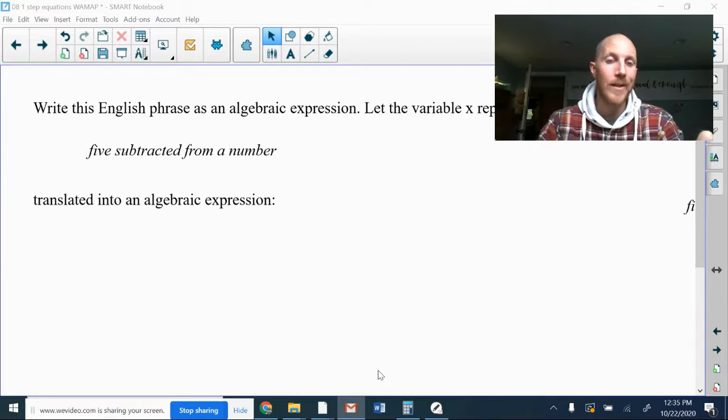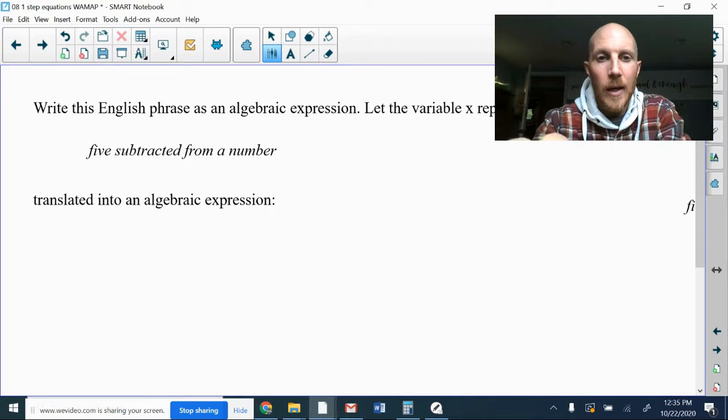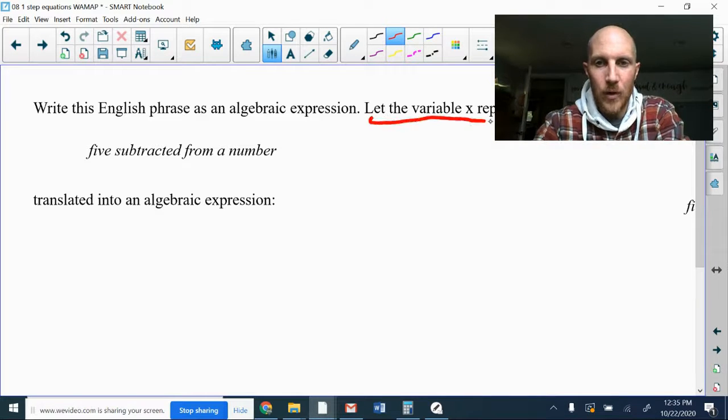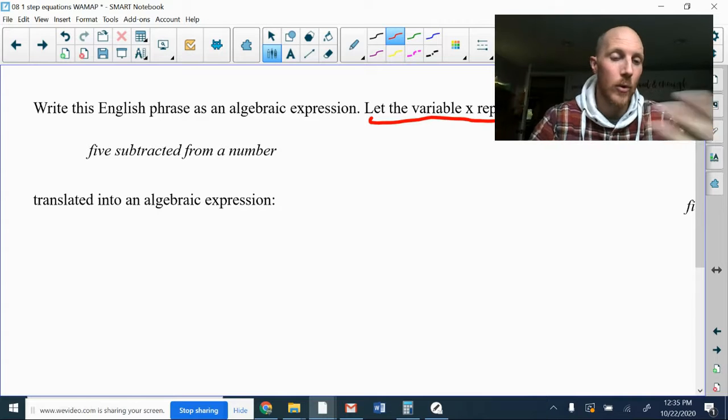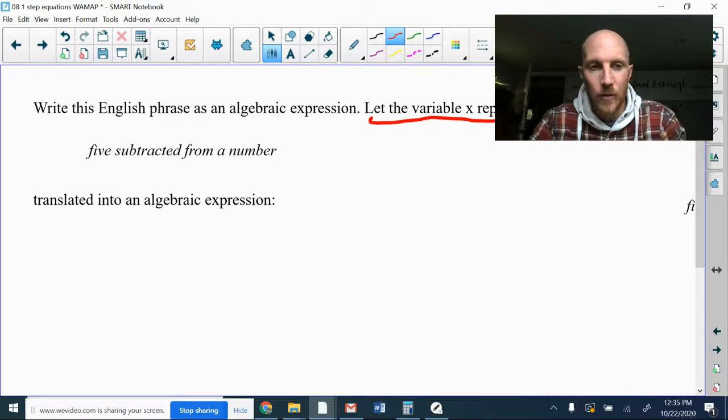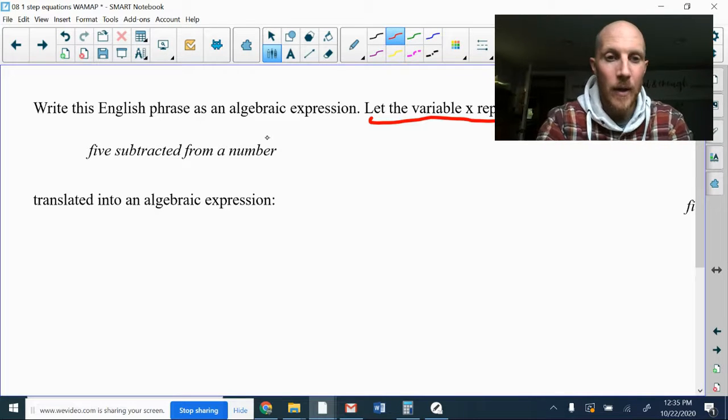All right, so when we need to translate an English phrase to an algebraic expression, there's a couple of things we got to pay attention to. Some of this seems easy, and some of it is very tricky. So the directions tell us that we are going to let the variable x represent the number. So if we read our English phrase, it says 5 subtracted from a number. We know that a number is going to be x.